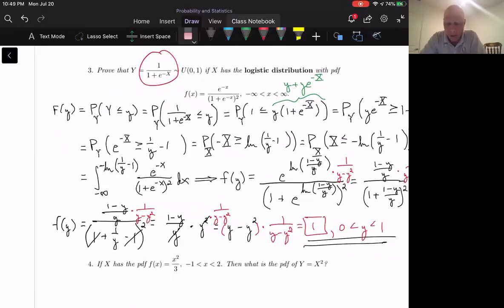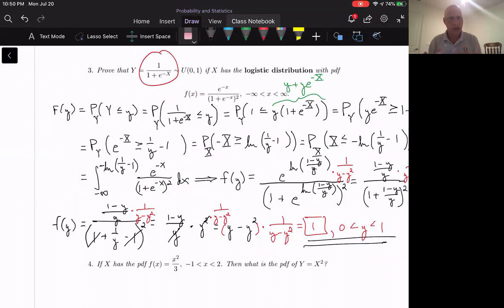So our goal was to prove that the distribution of the random variable Y has a uniform 0 to 1 distribution, when Y is related to X by Y equals 1 over 1 plus e to the negative X, and X has what's called the logistic distribution, which is the little f of x function given in this problem. So that's the setting. We know the distribution of X, we know how Y relates to X, and we want to prove that Y has a uniform 0 to 1 distribution.